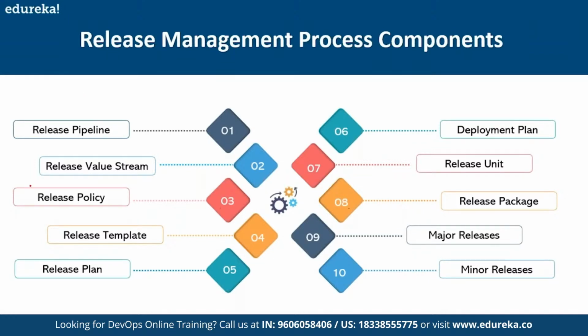Okay, the process consists of 10 major components. One is release pipeline, release value stream, release policy, release template, release plan. Correspondingly, we have deployment plan, the release unit, the release package, the major releases, and the minor releases. So all these process components are to be understood in order to have a release management system.